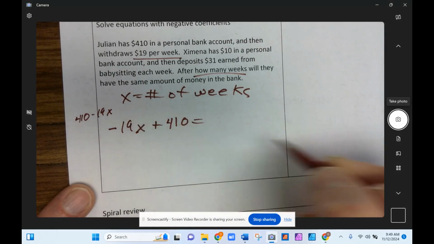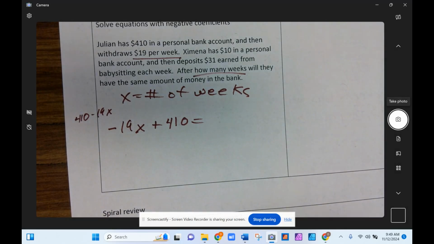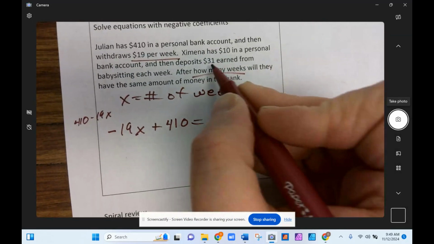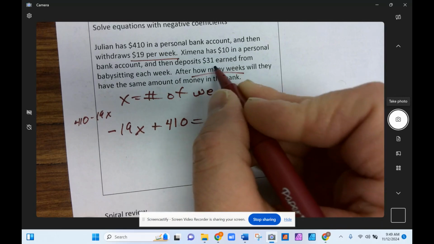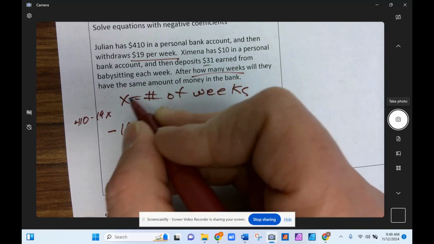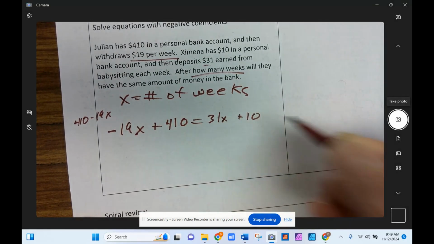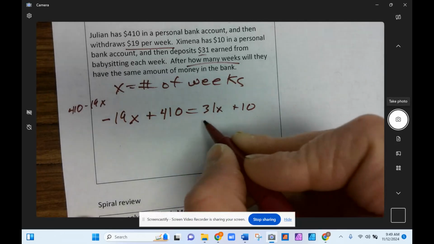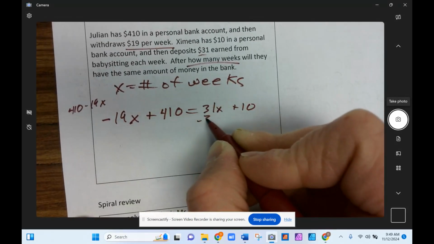But if we write it like this, then this lines it more up with the warm-ups that we did last week. So Jimena has 10 and then deposits 31 earned from babysitting each week. So 31 earned from babysitting each week, that matches up with the X, but she's depositing it, so it's positive, and she starts with 10, so that's positive as well, okay? So what we're gonna do is we're gonna take this 31X and we're gonna subtract it over here.